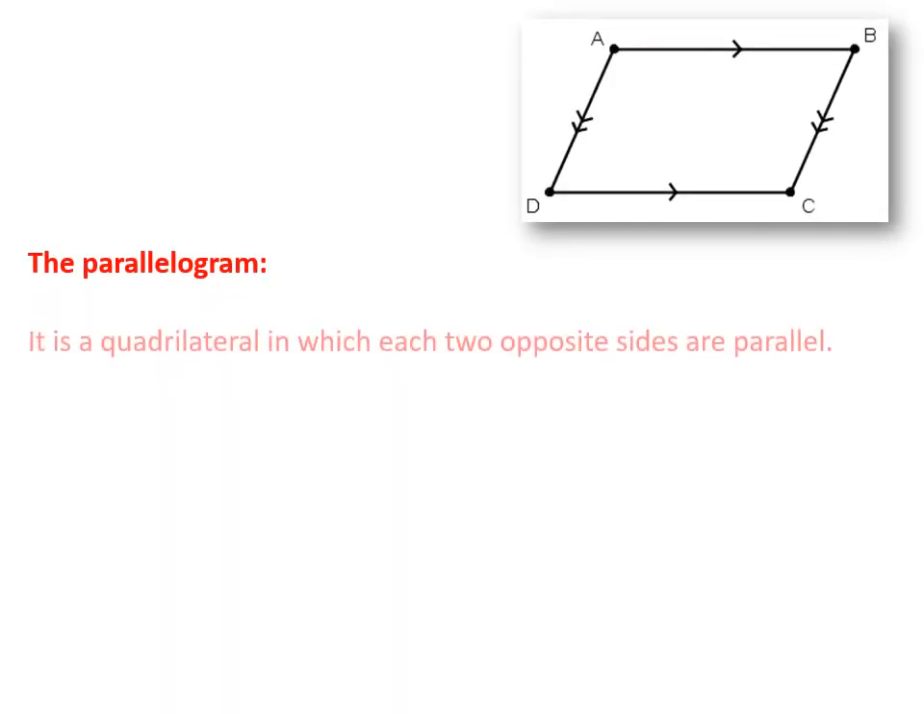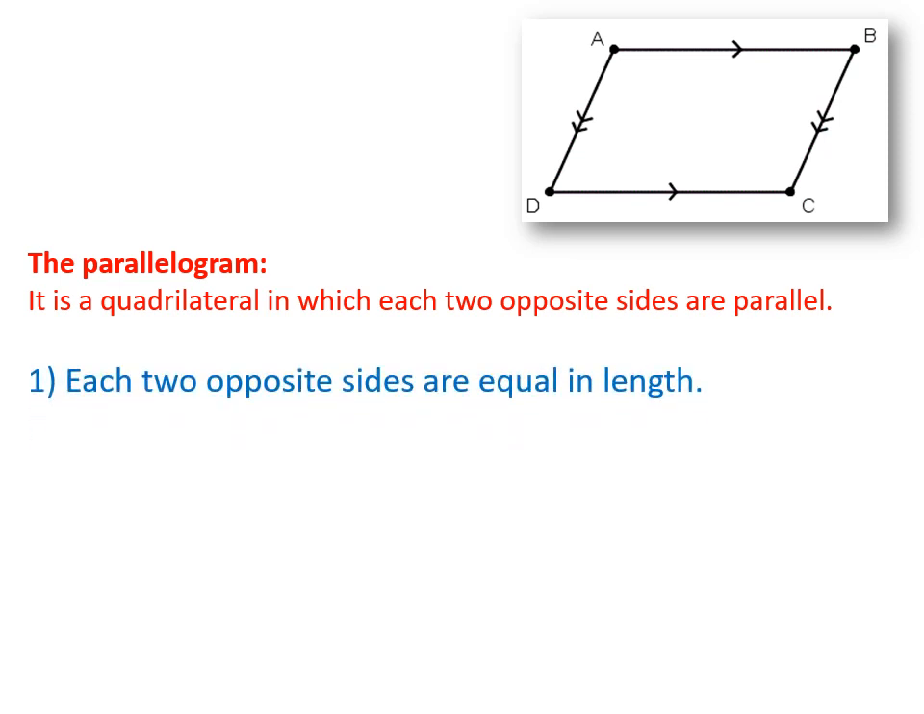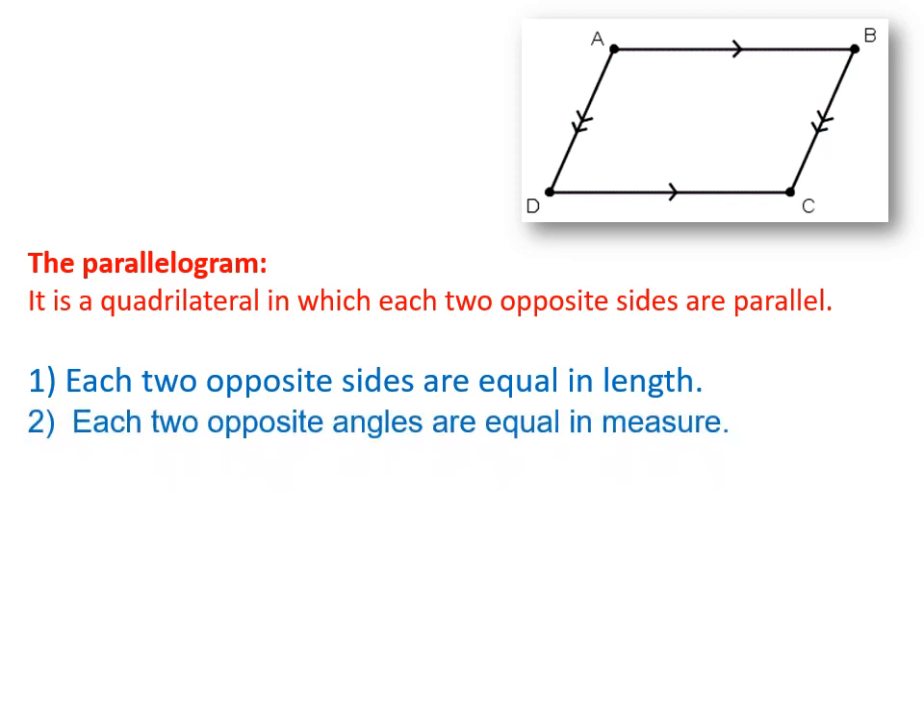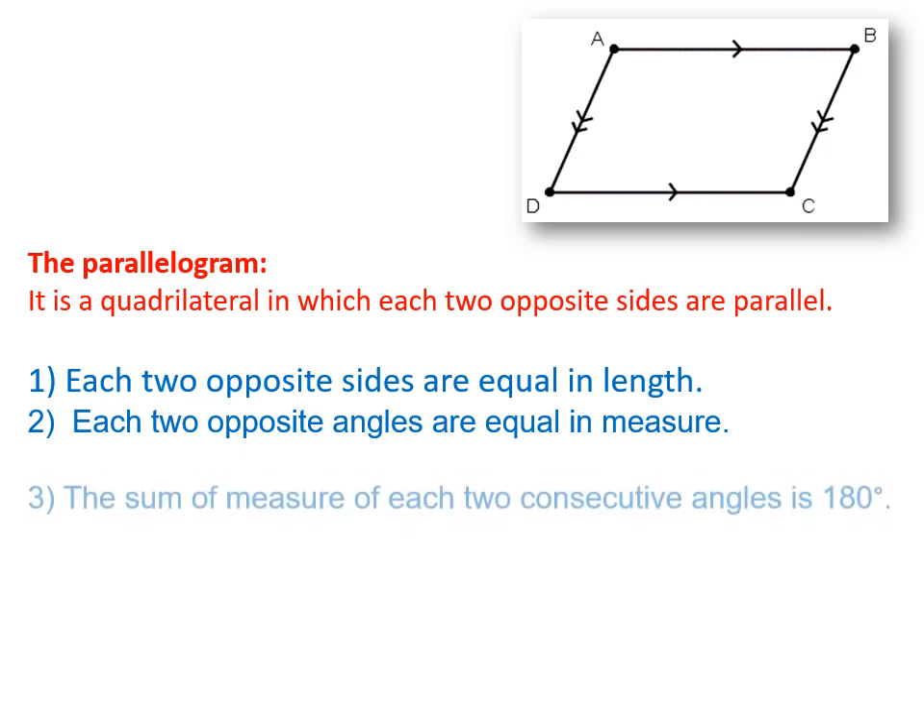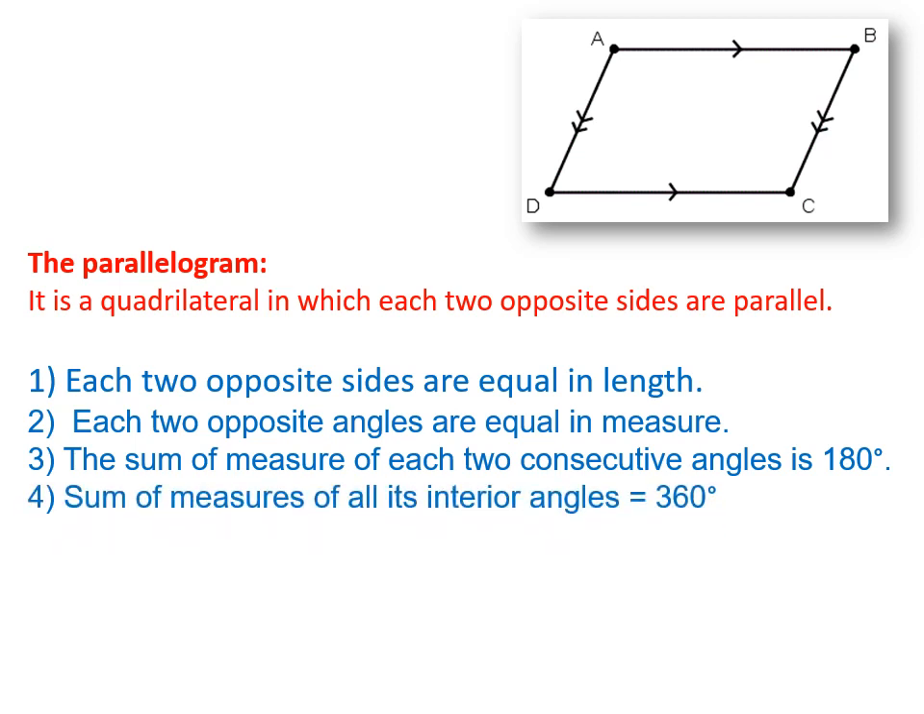ABCD is a parallelogram. Again, the parallelogram is a quadrilateral in which each two opposite sides are parallel. The properties: number 1, each two opposite sides are equal in length. Number 2, each two opposite angles are equal in measure. Number 3, the sum of the measures of each two consecutive angles is 180 degrees.